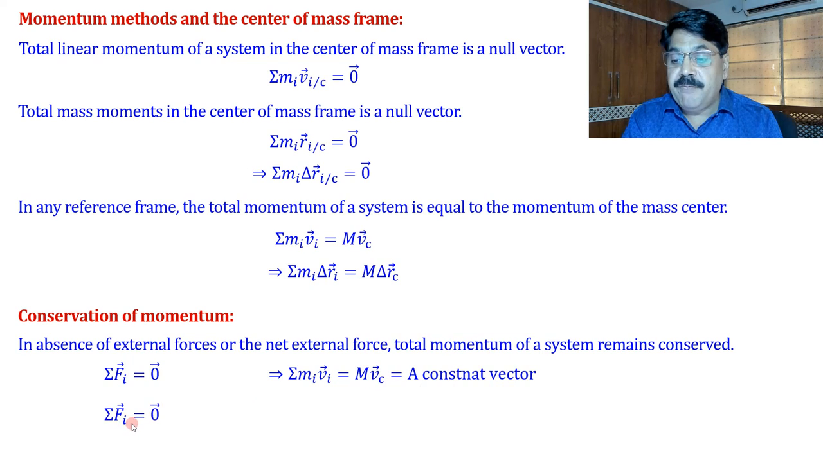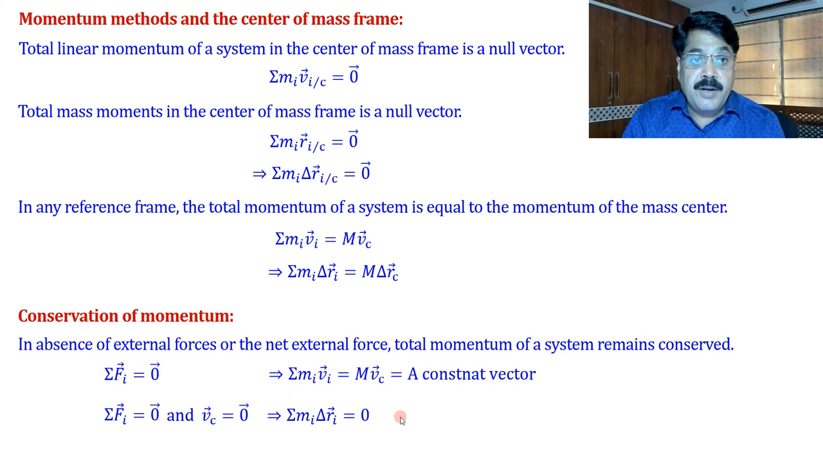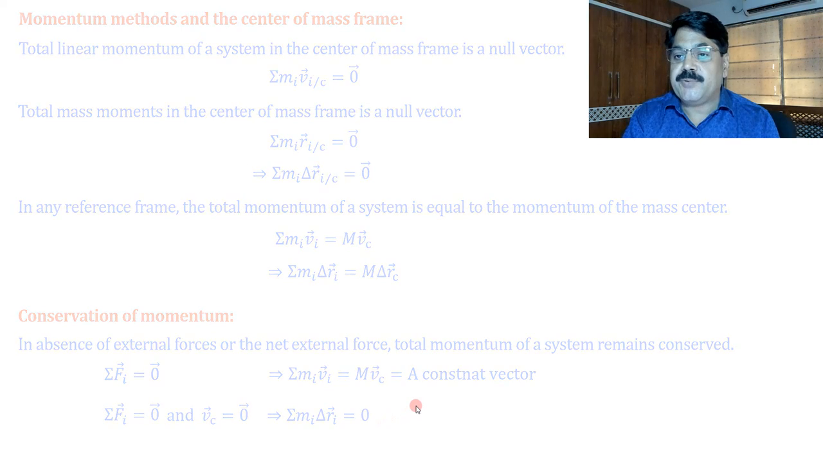But if summation Fi is 0 and vc is also 0, what can we write? Summation mi ri vector is equal to a null vector. Again, if vc is 0, the displacement of the center of mass will be 0. That was the area I discussed in the introductory screen, the man-plank system. Of course, these ideas are not very difficult, and I'll require you to revise and understand them. But let us see how we can use these ideas in analyzing physical situations or real problems.